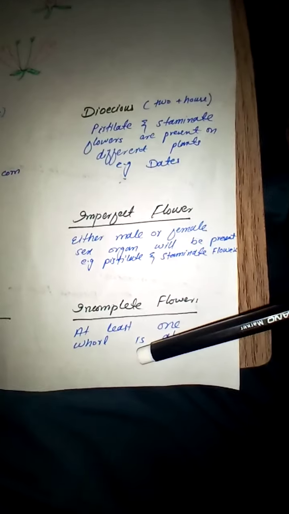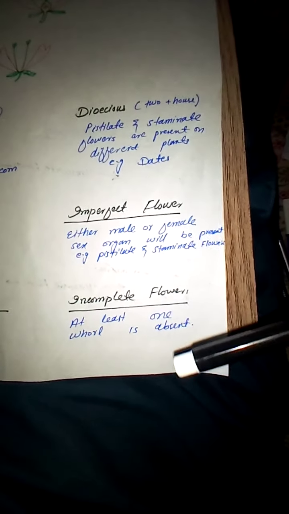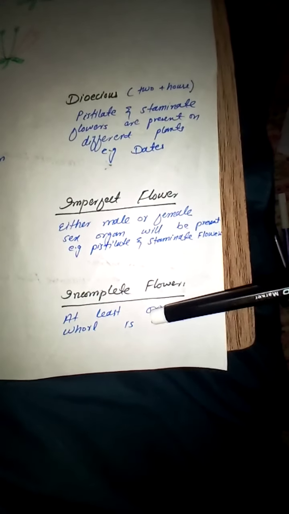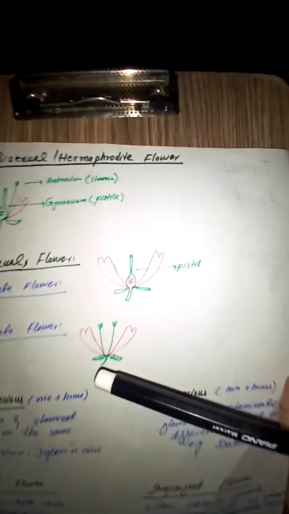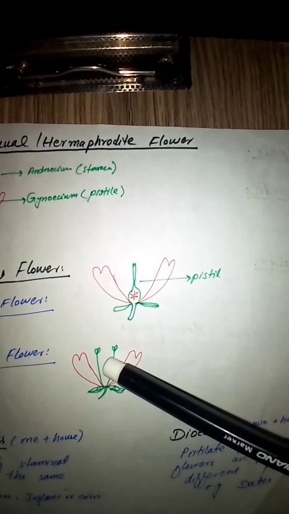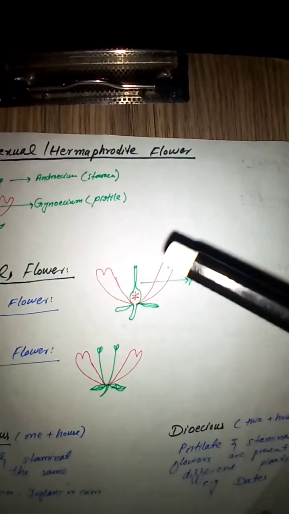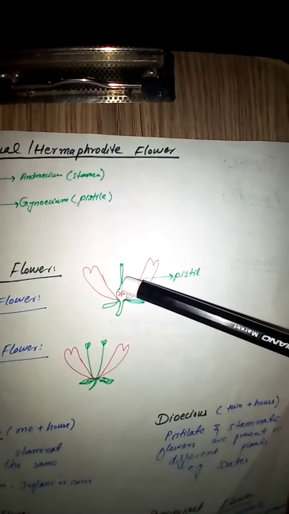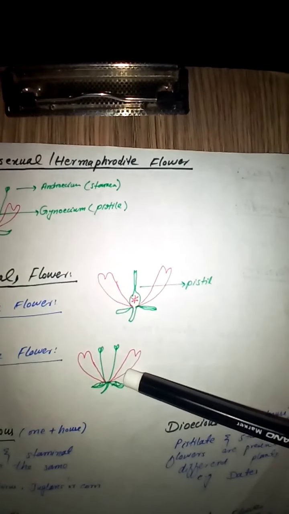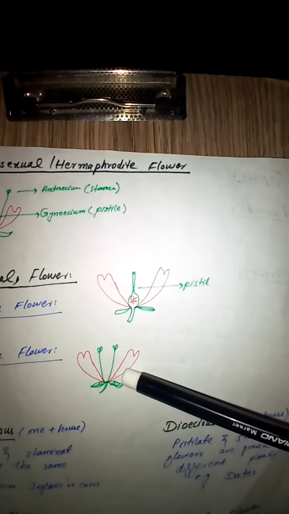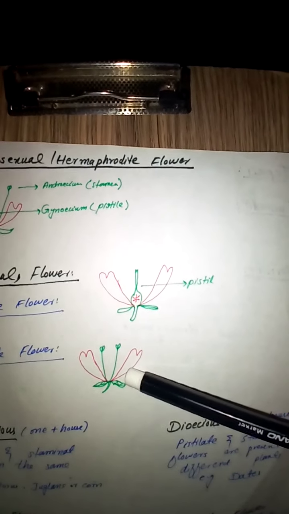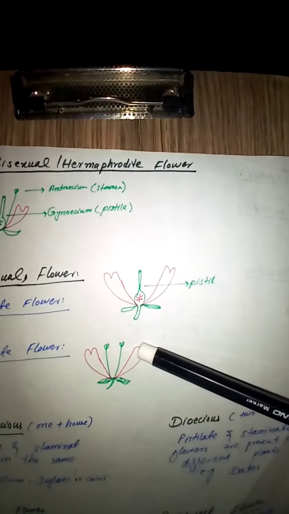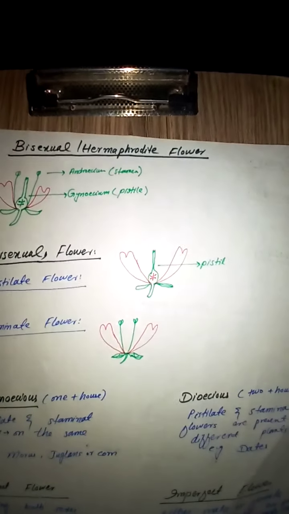Now, incomplete flower. In such flowers, at least one whorl is absent. Look into the structure, and here the pistil is absent. This is an incomplete flower, and here stamens are absent. This is also an incomplete flower. Now, if sepals are absent, it will also be considered an incomplete flower, or if petals are absent, it will also be considered an incomplete flower.